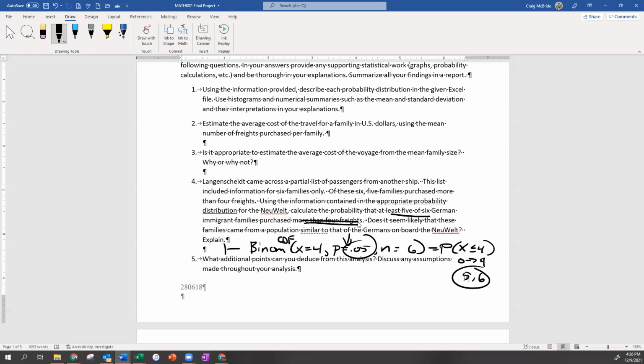So this is not less than or equal to 4. It's more than 4. They want to know more than 4, which means 5 or 6, which is why we would do a CDF of 4.